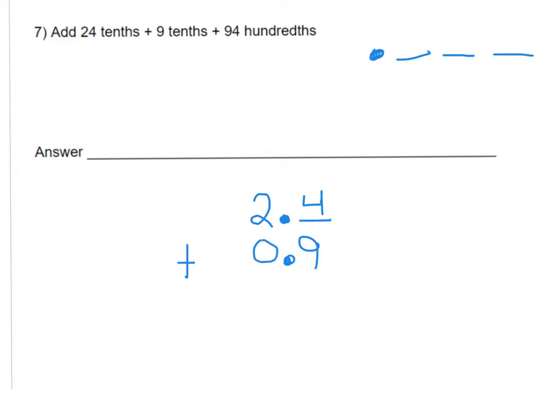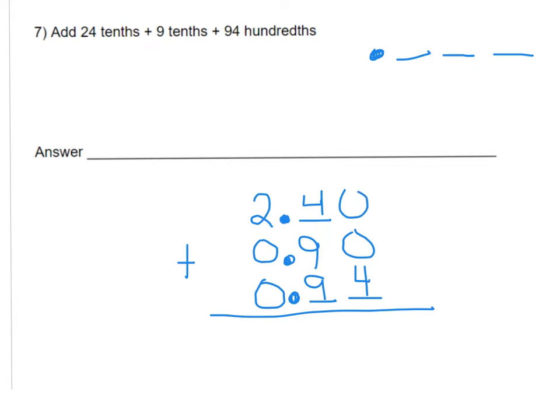And then it says 94 hundredths. Well, again, I know my tenths place, then my hundredths place, so the 4 has to go in the hundredths place, so 94. So I have some blank spots that I want to fill in with zeros, so I'm going to put a 0 in front of the decimal, and then a 0 above my 4. So now I have the same number of digits in every single column. So now let's add them up.